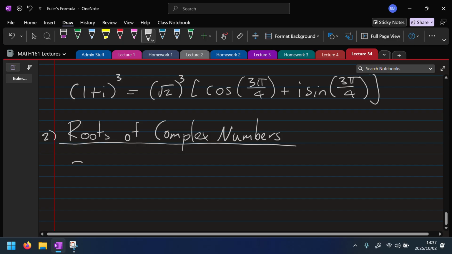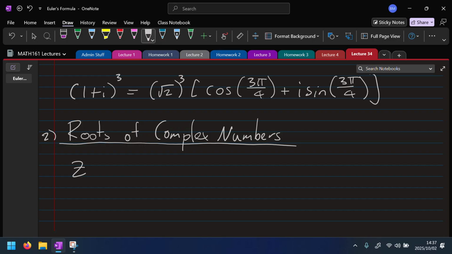Okay, so let's say we have some complex number z, and what we want is the nth root. So, for example, the square root, cube root, fourth root, we want the nth root. So z is some complex number. We want the nth root. Well, let's put low n.